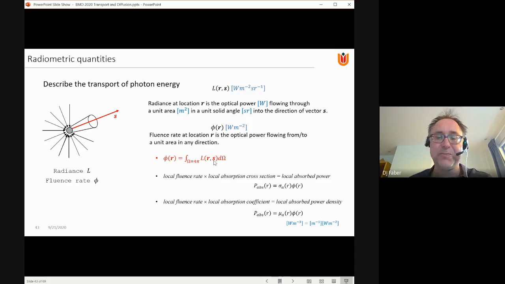So that is the number of watts per cubic meter that is absorbed in a piece of tissue. Same reasoning: if we want to do damage or avoid damage, we need this number, and for that we need the local fluence rate.